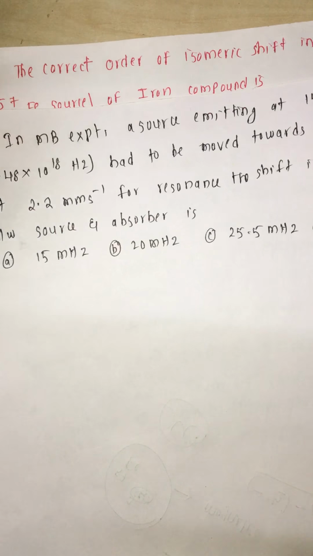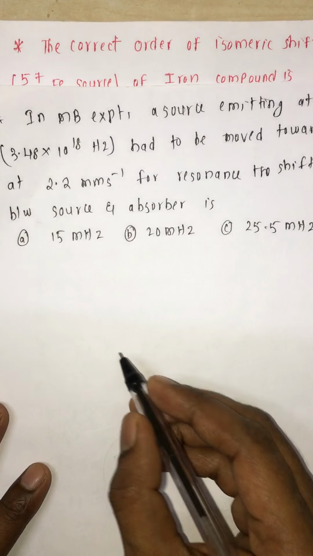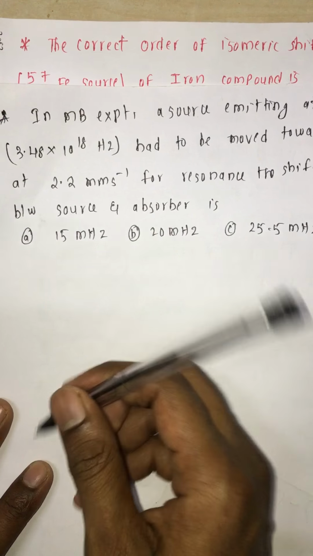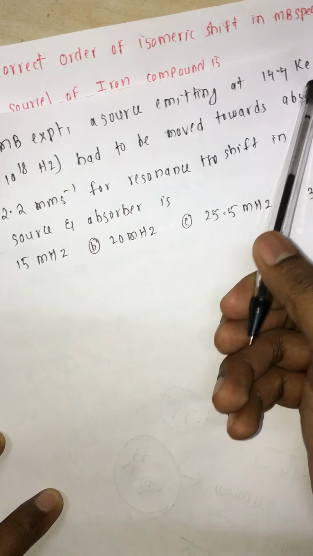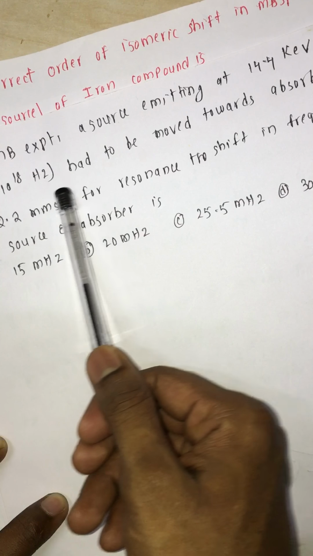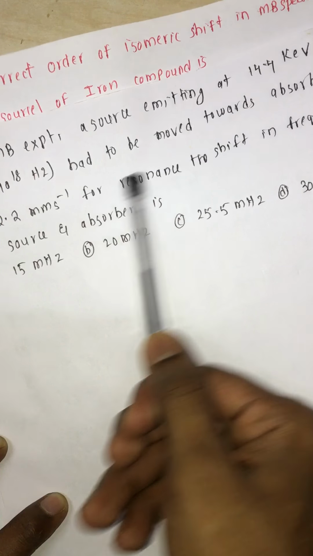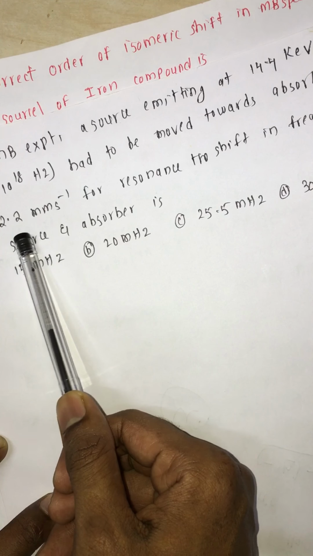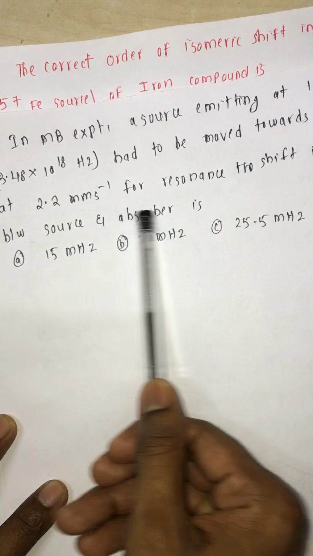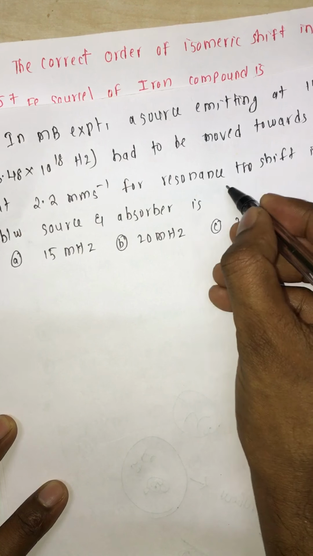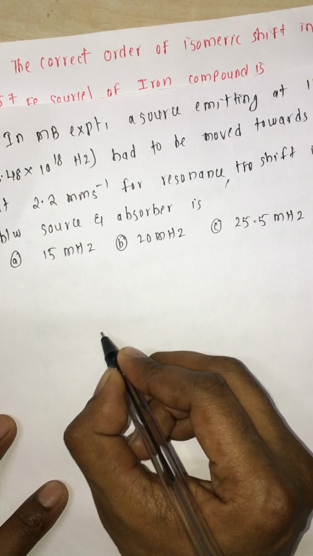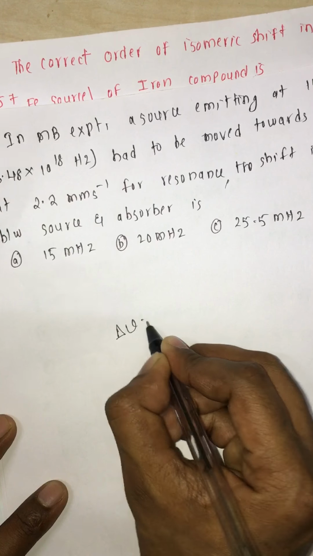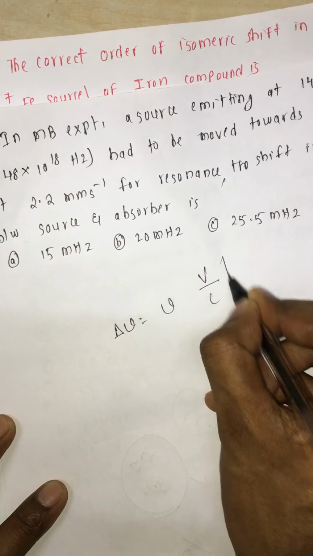And the next question is about the recoil energy. Recoil energy is a very important concept. Here they have asked: in the Mössbauer spectrum, a source emitting at 14.4 kiloelectronvolts had to be moved towards the absorber at 2.2 millimeters per second for resonance. What is the shift in the frequency? One principle is there, and that's very easy: the shift in frequency, delta nu, equals nu v by c.